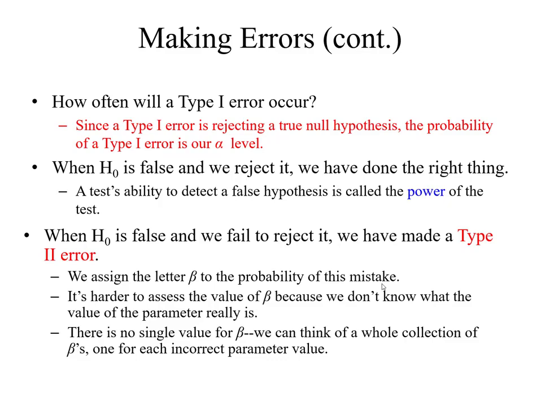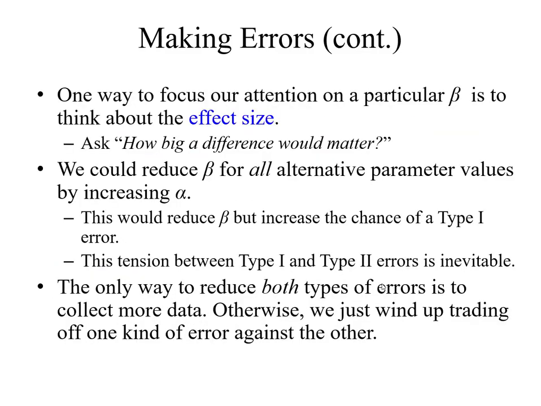So one way to focus our attention on a particular beta, which is also called the consumer risk, is to think about the effect size. Okay, how big a difference would matter? We could reduce beta for all alternative parameter values by increasing alpha. So when we increase alpha, this would reduce beta but increase the chance of type 1 error. Okay, because when you increase alpha, what does it mean? It means the level of significance will be increased. It means in your production, the defective proportion will be going up.